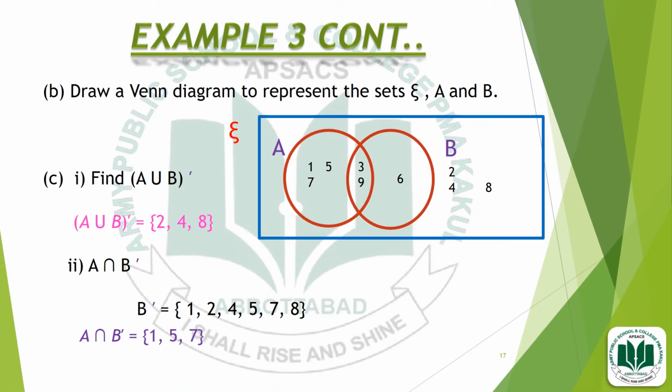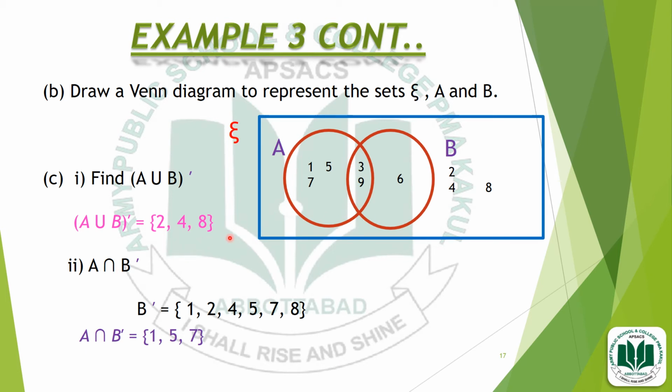So now if I want to represent these sets on a Venn diagram, first I'm going to observe the two sets. I have observed that 3 and 9 are the common elements between these two sets, which I have placed in this overlapping region, and the rest of the elements I have placed in their appropriate regions. Now if I want to find out the complement of A union B, that means all those elements which do not lie in these two circles, so that would be 2, 4 and 8, which I have written over here.